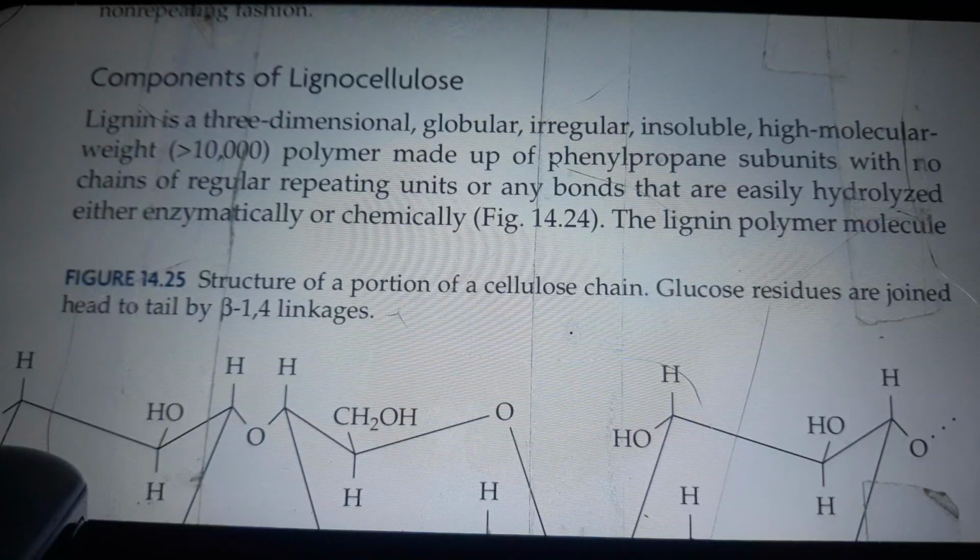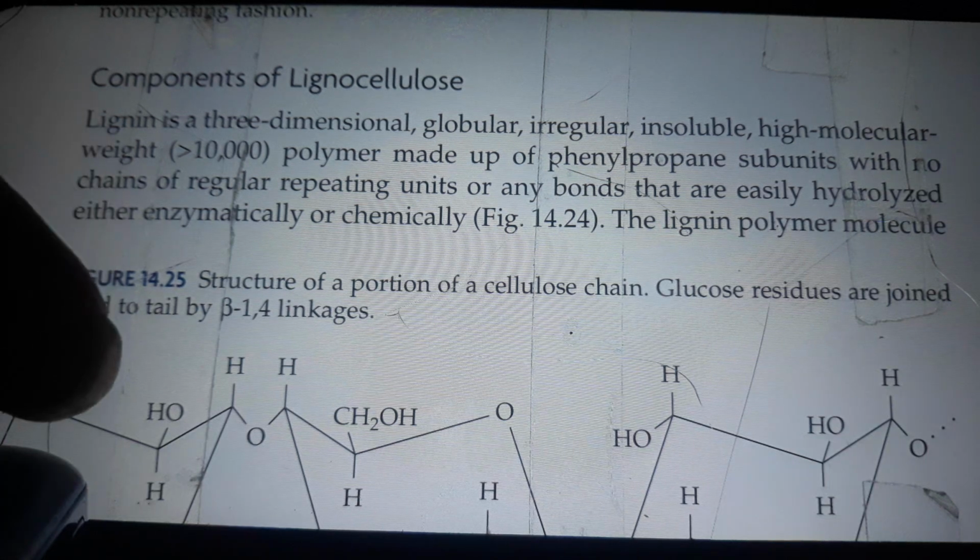Components of lignocellulose. Lignin is a three-dimensional, globular, irregular, insoluble, high molecular weight (greater than 10,000) polymer made up of phenylpropane subunits, with no chains of regular repeating units or any bonds that are easily hydrolyzed, either enzymatically or chemically. The lignin polymer molecule.